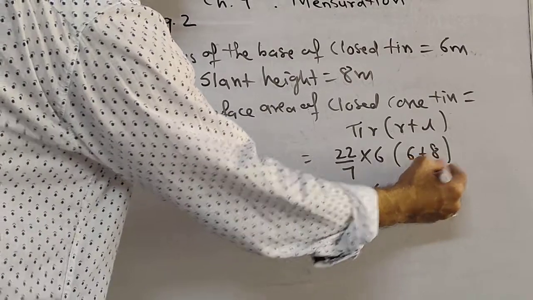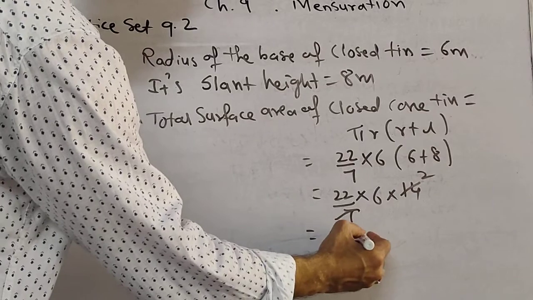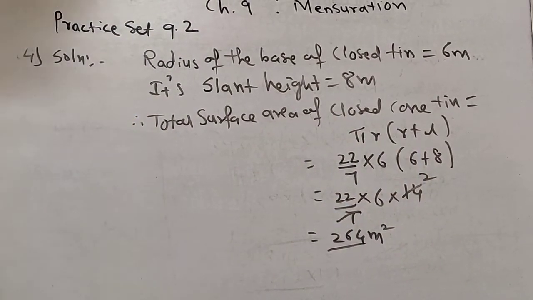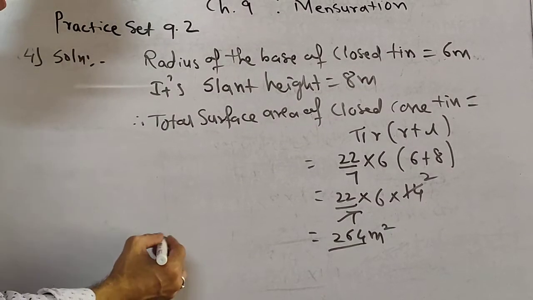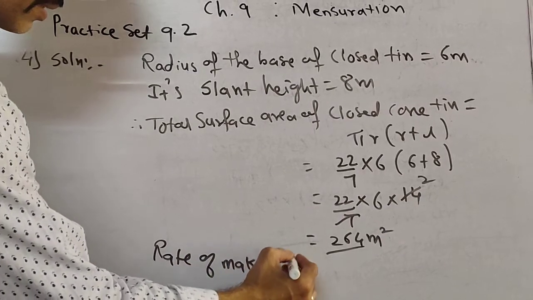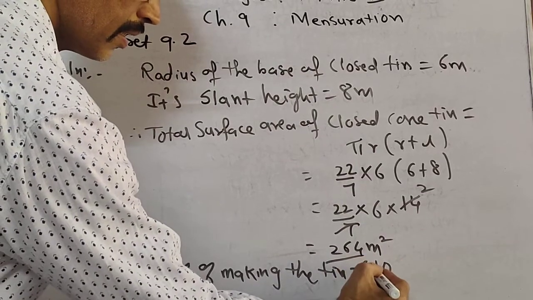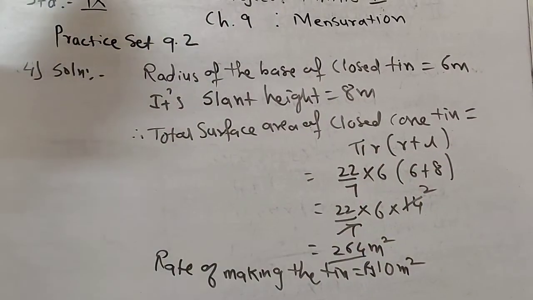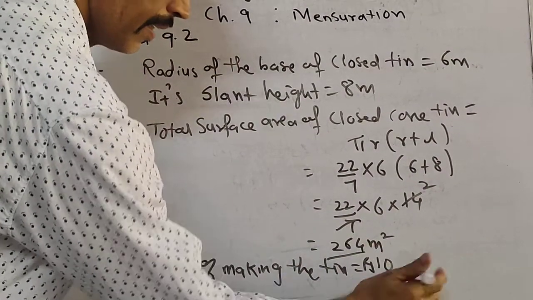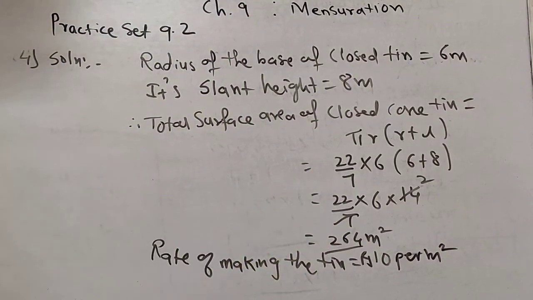7 ones are 7, 7 twos are 14. All you will multiply fully. You will get 264 meter square. 264 meter square you will get total surface area of closed tin. Now rate of making the tin. Rate of making the tin, that is 10 rupees per meter square. Okay, rupees 10 per meter square. Now we have 264 meter square.